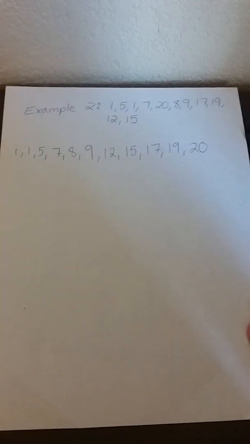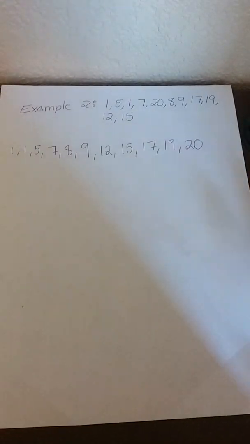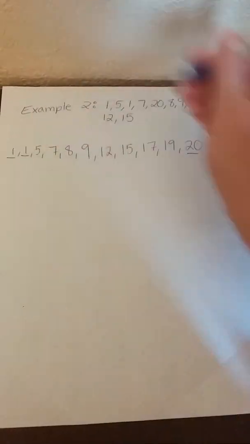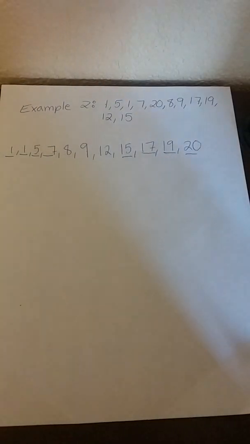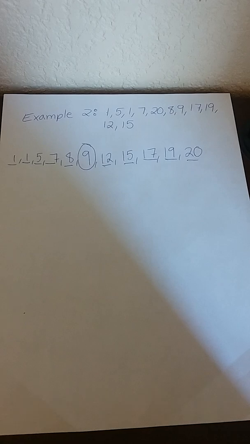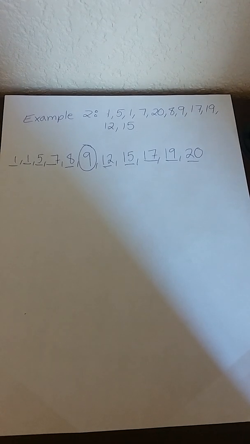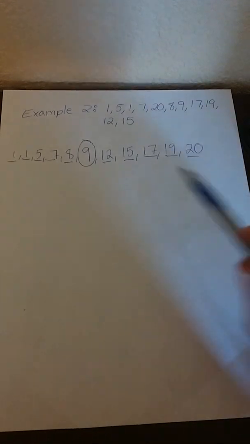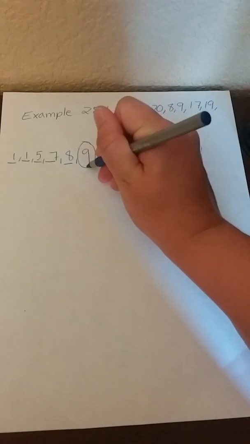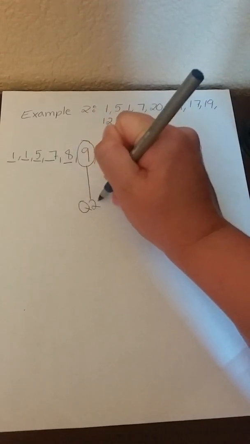Okay, again, the first step is to find Q2, which is also called the median. So you're looking for the middle number. So I'm looking for the middle here, going from the edges in. And in this case, my middle number is actually exactly 9. 9 is in the exact middle. So I have 5 on this side, I have 5 on this side, and 9's in the middle. So 9 is actually my Q2, or my median.